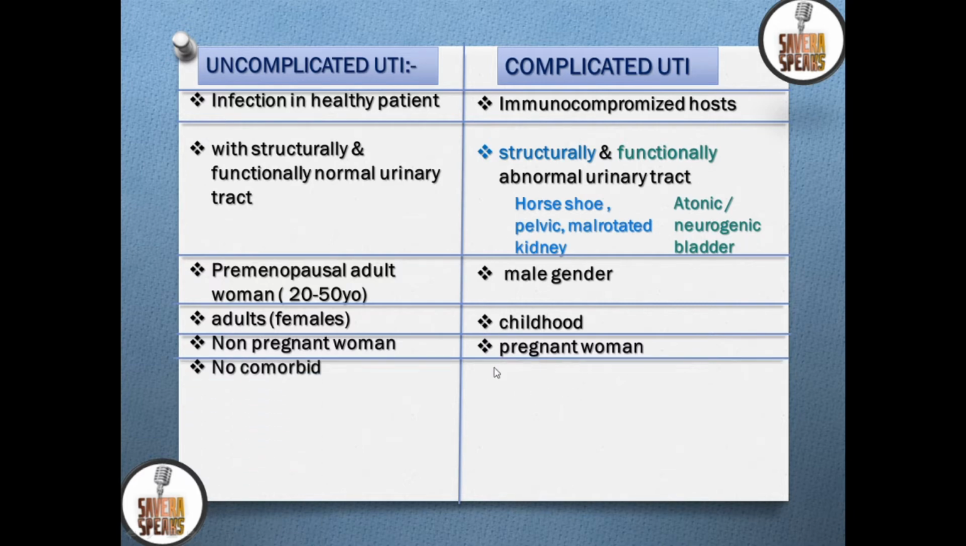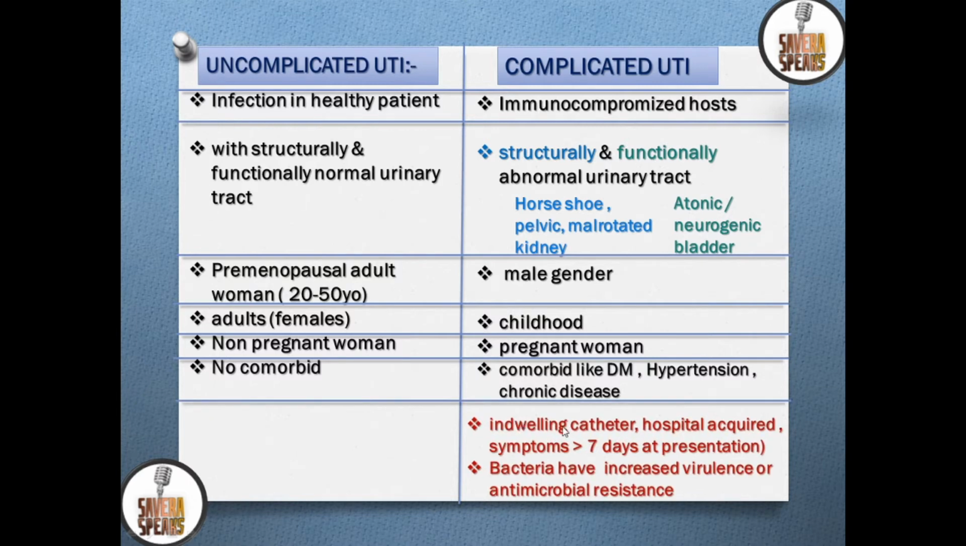And if the patient has no comorbidities, it is usually uncomplicated UTI. But if the patient has comorbidities such as diabetes mellitus, hypertension, or chronic disease, it is complicated UTI. Other than that, complicated UTI is also associated with secondary factors such as an indwelling catheter, hospital acquired infection, or if the bacteria have increased virulence or antimicrobial resistance.